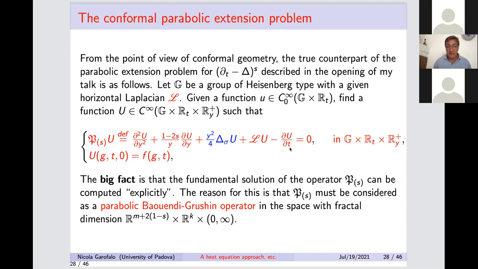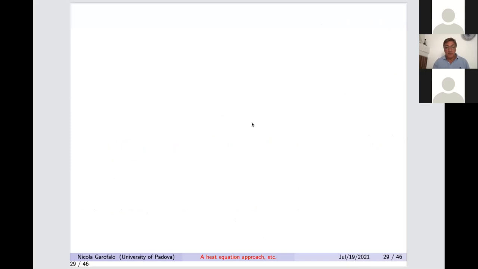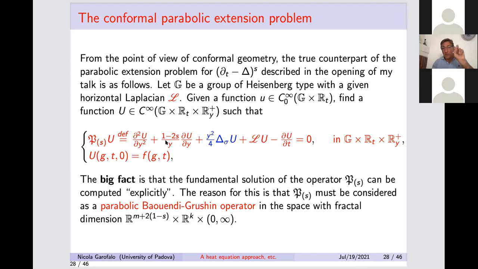There is a big fact, after we looked for a while at this operator: we recognized that the fundamental solution of this differential operator P_s can be computed explicitly. And the reason for this, which I will show you now in the next slide, is that this operator becomes a parabolic version of the so-called Baouendi-Grushin operator in a space with fractal dimension. And the space is written here. So here is the derivation. You look at this operator here, you realize that this is the radial part of a standard Laplacian, okay?